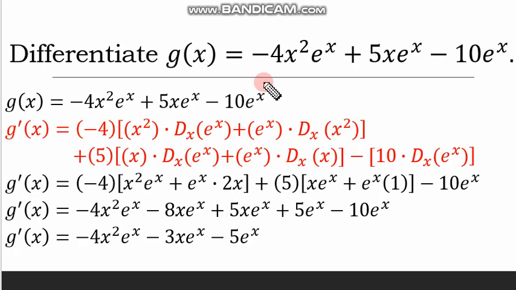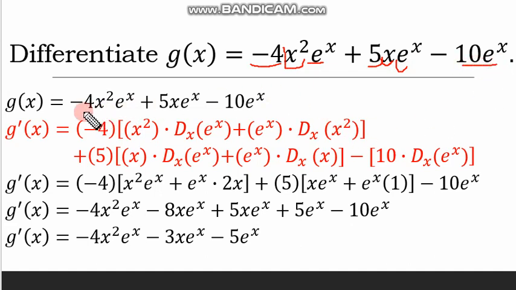Okay, for another example, it's quite complicated here. So the g of x, we will differentiate, is equal to negative 4x squared e raised to x plus 5x e raised to x minus 10 e raised to x. Okay, so we have a constant here. However, we have two different separate functions here, the x squared and the e raised to x. So we will use the product rule for this one. Same goes here, we have a constant, but we have two separate functions, which is x and e raised to x. While here, it's a constant multiple that we could apply.